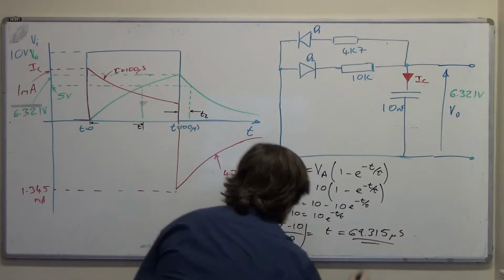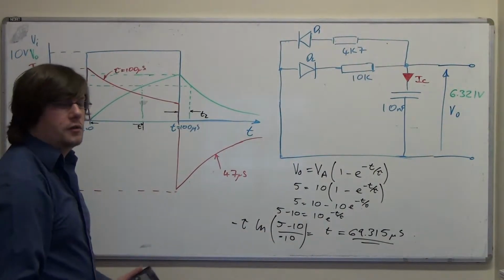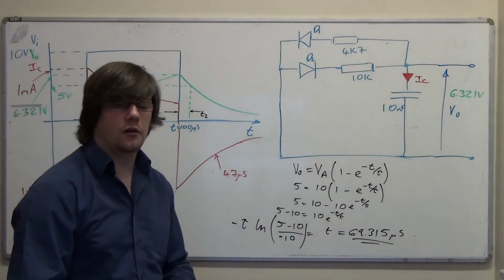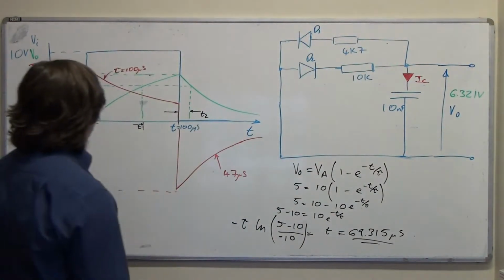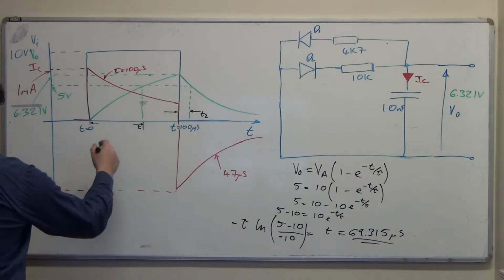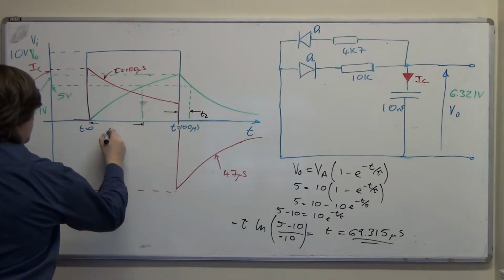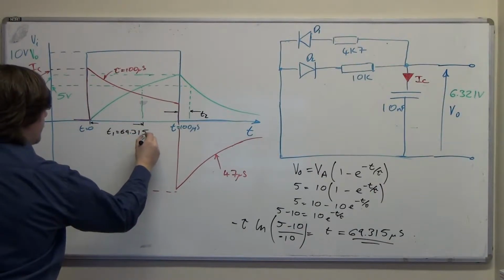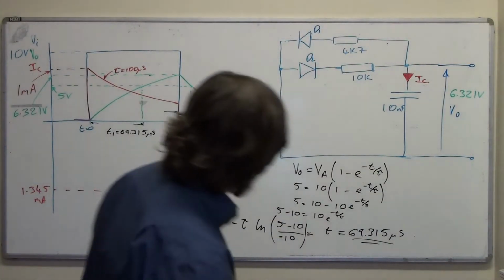If I hadn't seen that when I did, it wouldn't have made a big deal, because if you try and do ln of something that's negative, your calculator says it can't. So I would have figured it out pretty quickly anyway, and so would you have in an exam. So we know that T1 is 69.315 microseconds. And we need to know about T2 as well.